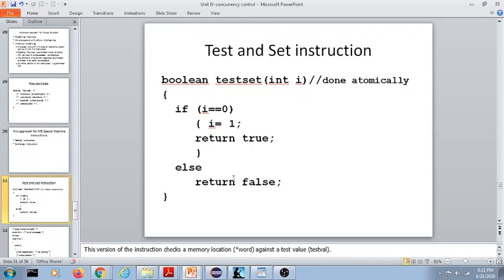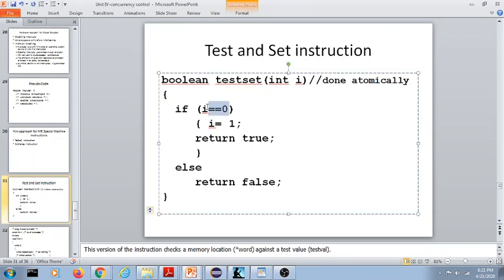In the test and set instruction, there is some kind of argument provided in that particular function. If that particular I value is 0, that means the flag value is 0, that means the resource is free. Then that flag value will be made 1 and true will be returned by this test and set instruction. If the test and set instruction is returning true, the simple meaning to the process is that the resource is free. If it is returning false, the process will understand that the resource is busy.